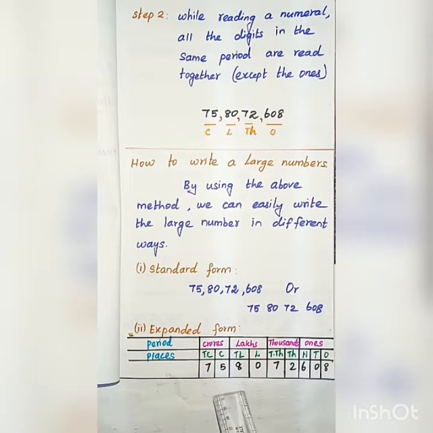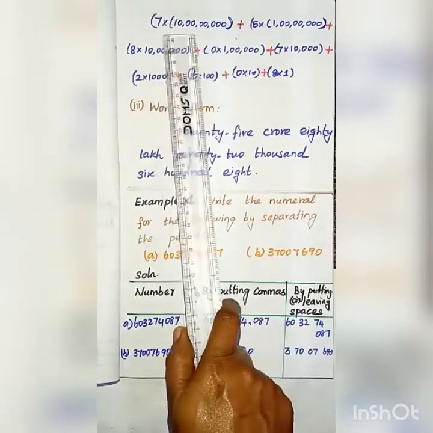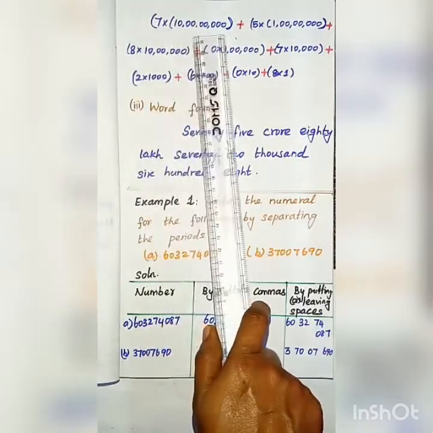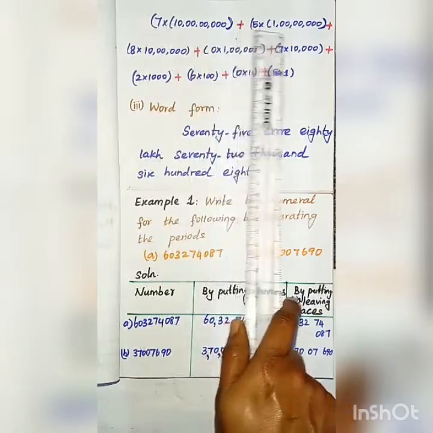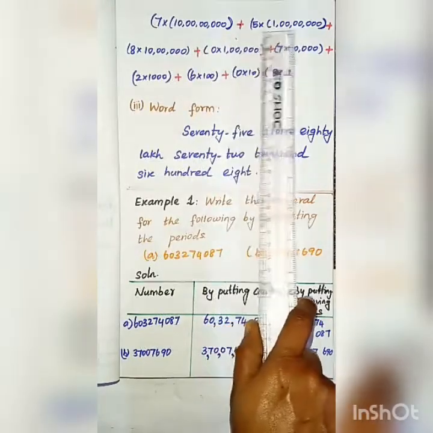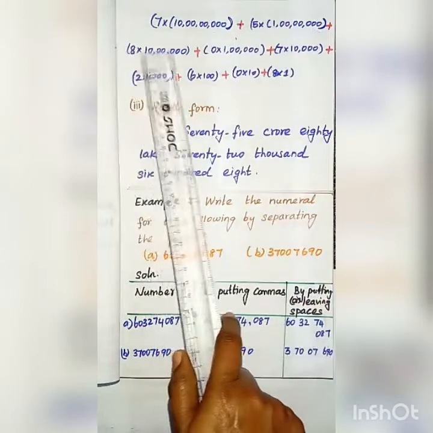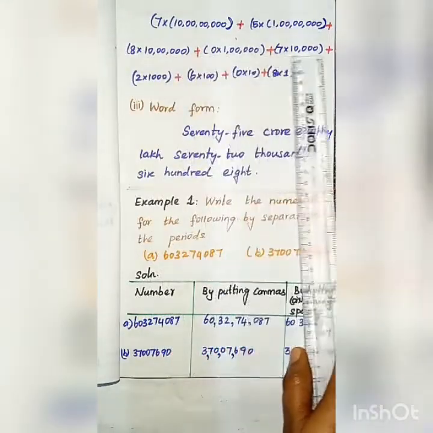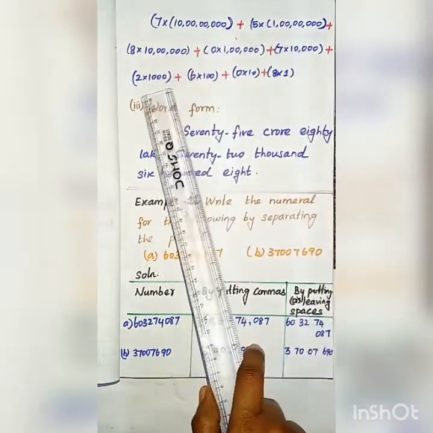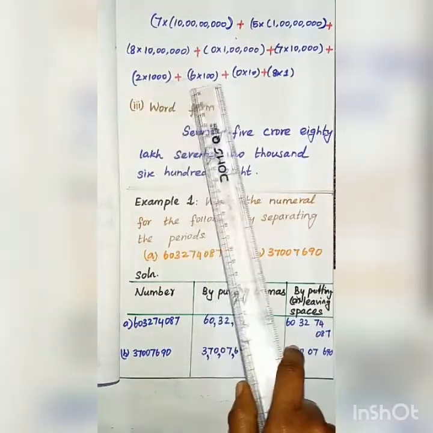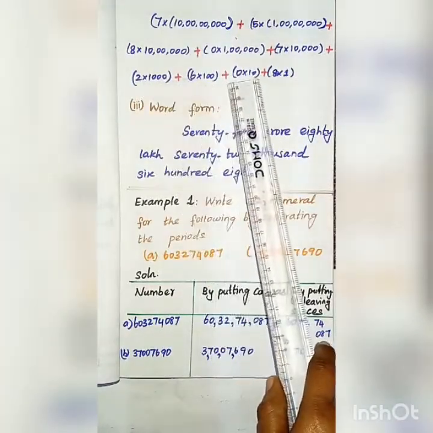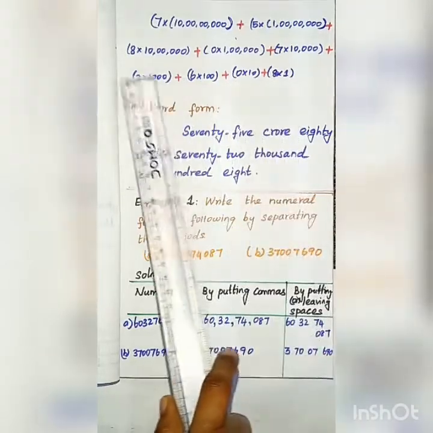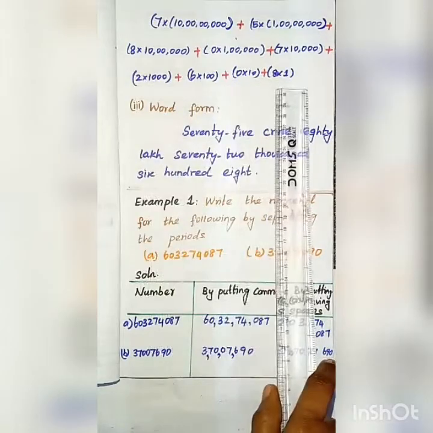806270857. Now 7 into 10 crore place. Okay, so 7 into 10 crore plus 5 into crore place. So 5 into crore plus 8 into 10 lakh plus 0 into lakh plus 7 into 10,000 plus 2 into 1,000 plus 6 into 100 plus 0 into 10 plus 8 into 1. In this way, we can represent the given number in expanded form.